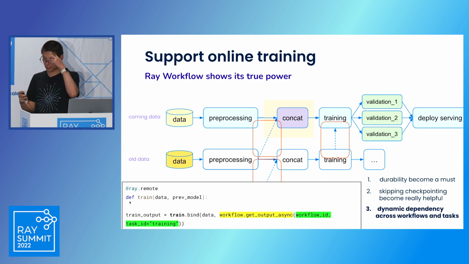So what you can do is, in our current workflow API, we have something like get_output_async. Basically you can pass the previous workflow ID and the task name. For example, here you want to get a training output based on the model. You can specify the workflow ID of a previous pipeline, and the task ID is the ID of the previous training task. And this is how you can create a dynamic dependency between different workflows and different pipelines.